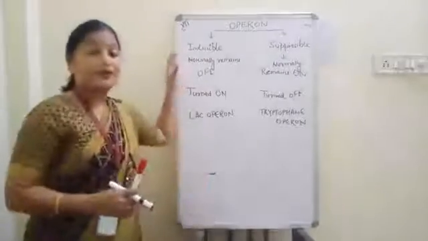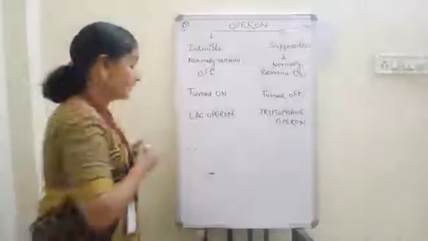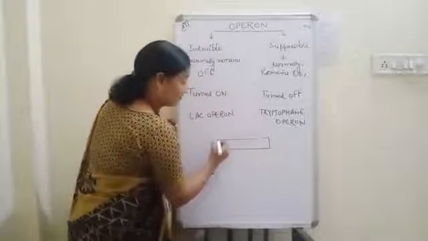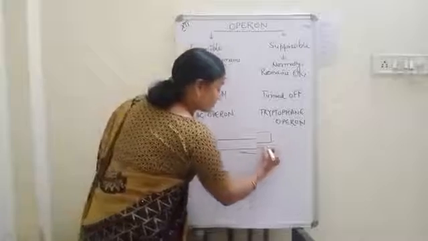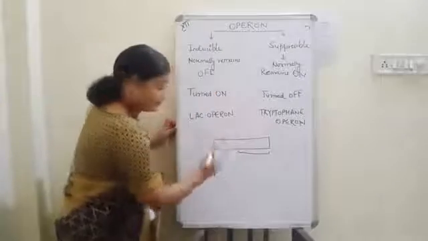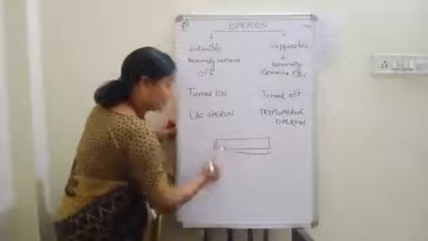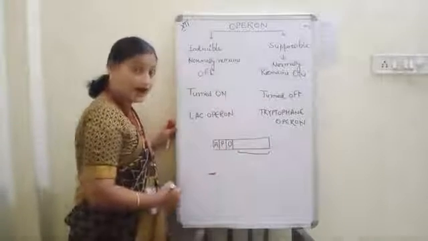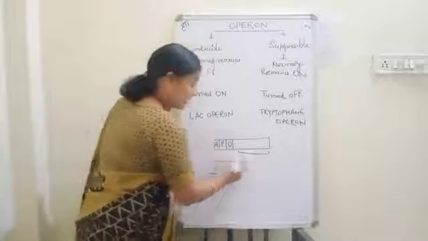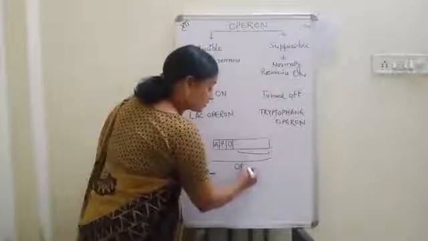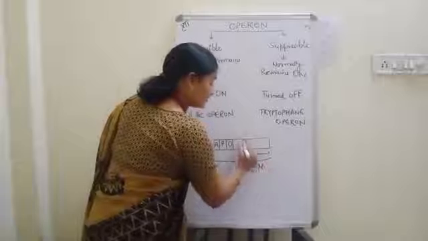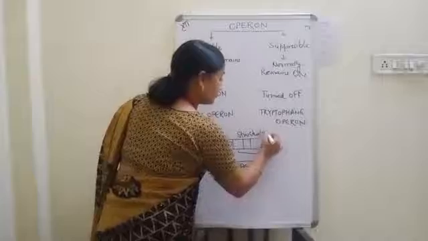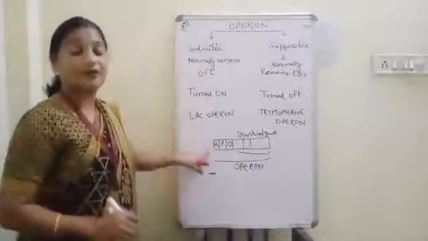Now see the meaning of operon once again. What I told you is that it is a segment of DNA where many structural genes, along with the accessory protein, promoter gene and operator gene, are present. Then that segment is called an operon. Now these are the structural genes. And this is our operon.